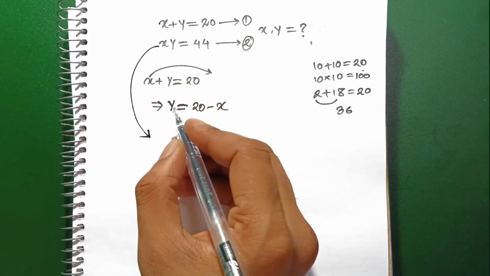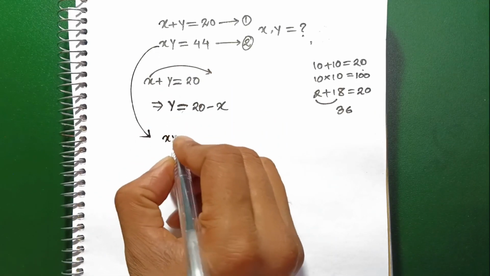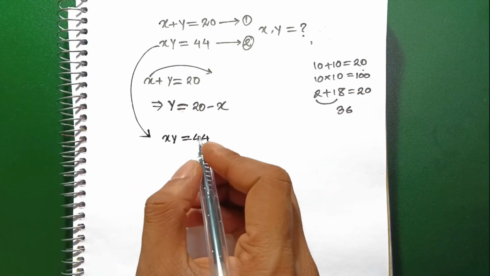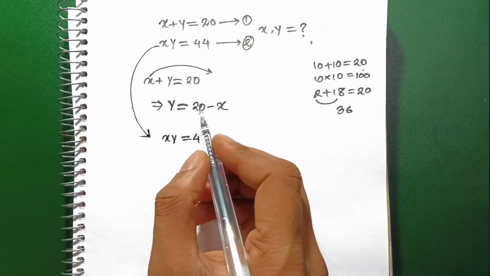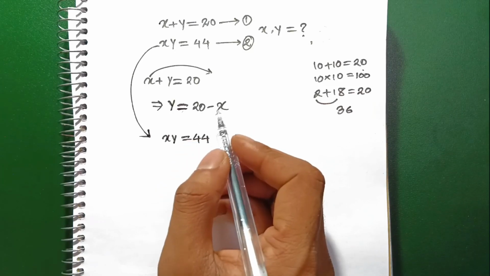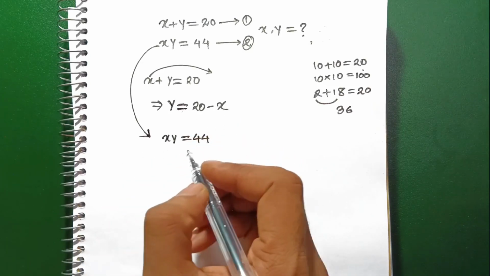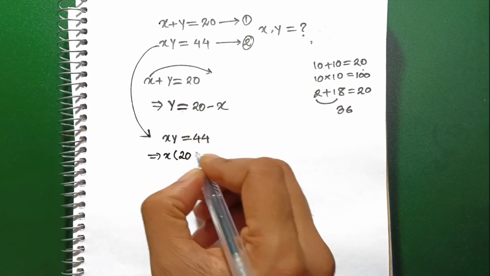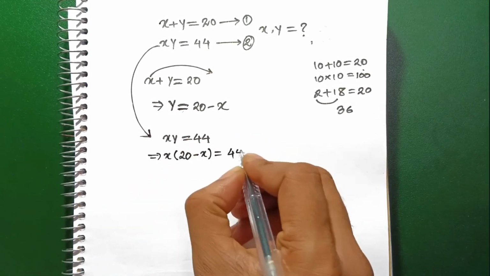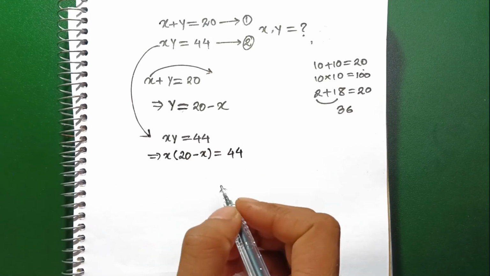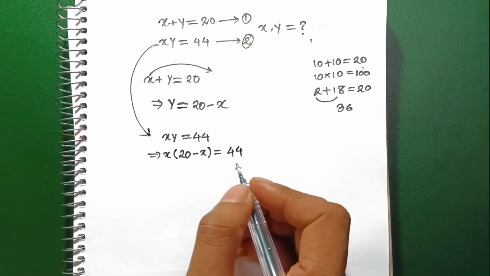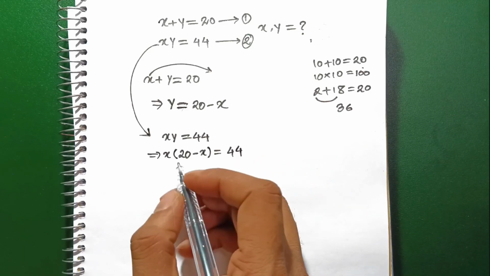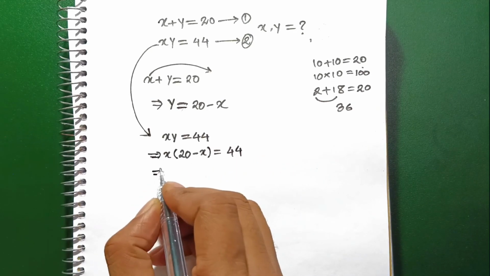We are going to take that second equation, x times y equals 44, and perform a swap. Instead of writing the letter y, we replace it with the expression we just found, which is 20 minus x. So now the equation looks like x multiplied by the quantity 20 minus x equals 44. This is a huge moment because we have gone from two different variables, which is hard to solve, to just one variable x, which is something we can definitely handle.